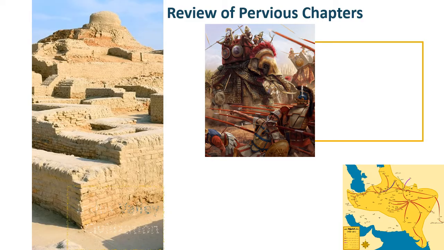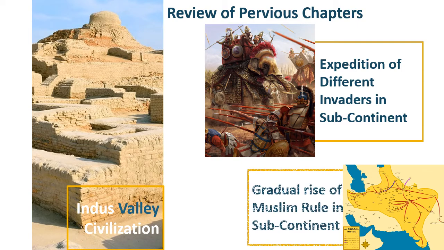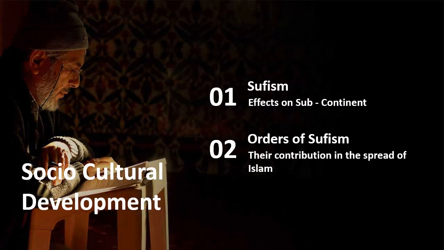In the previous chapters, you have studied about Indus Valley Civilization, expedition of different invaders in subcontinent, and gradual rise of Muslim rule in India. In this chapter, we will critically examine the influence of different dynasties on society and culture of India. First of all, we will discuss Sufism and its effects on subcontinent. We will also identify different Sufi orders and their contribution in the spread of Islam.